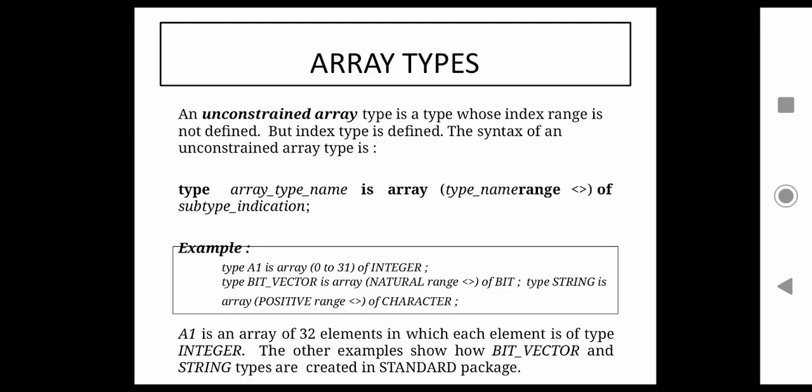Now, the second type is unconstrained array type. Now, what do you mean by unconstrained array type? It is a type whose index range is not defined.